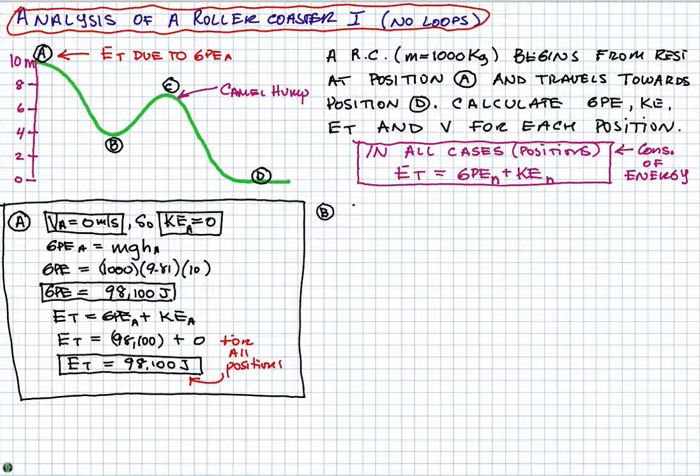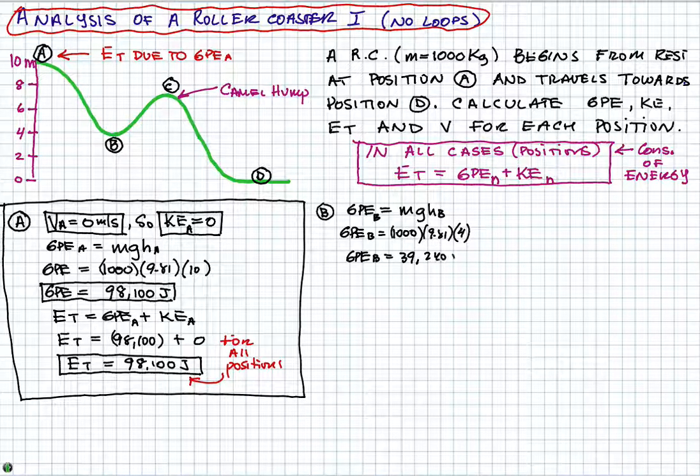So what I'm going to do is figure out the GPE. So GPE at position B is equal to mgh at position B. So that's going to be equal to 1,000 times 9.81 times 4 meters, if you look at the diagram. And that means that my GPE at B is going to be equal to 39,240 joules.